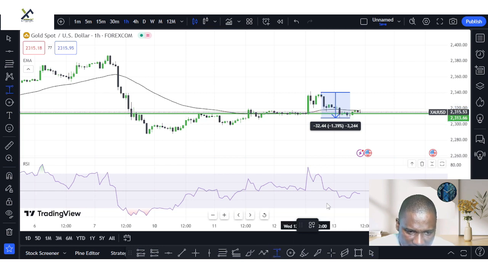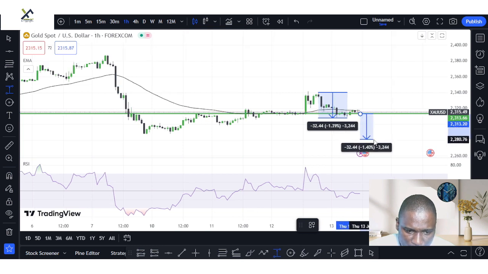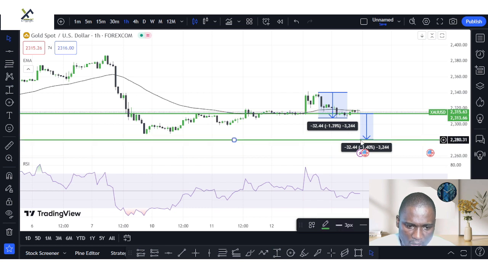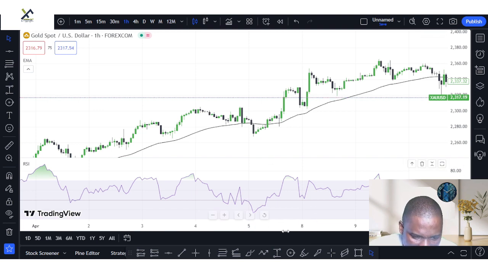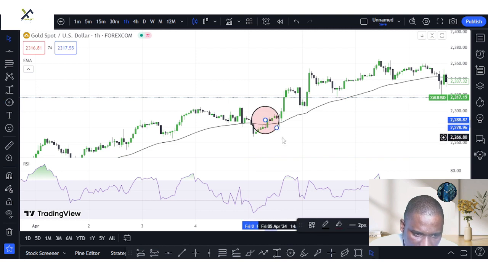I pick the tool again, starting from my entry level here. I'm going to draw to replicate this 3,244. This is it. So at this point now becomes my take profit. Let's look at another example here. If you look at this place, you will discover that we have a bullish breakout here.